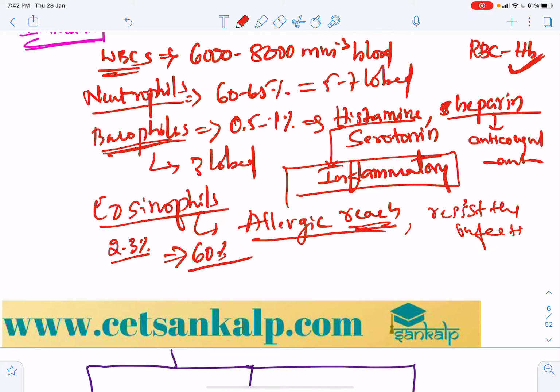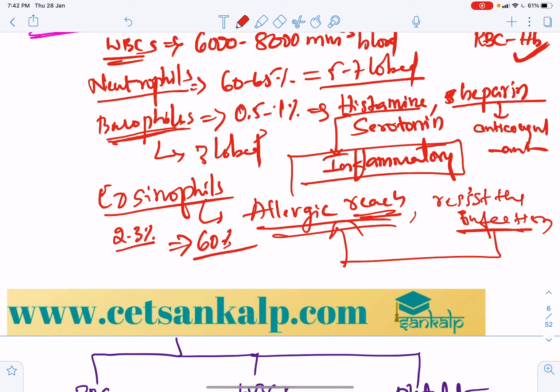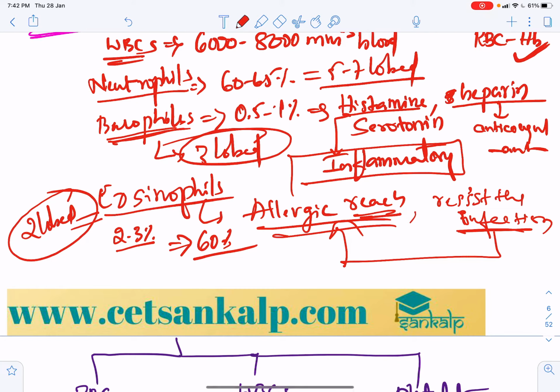When it cannot resist the infection, other cells have to help, so it will create more allergy. So these are the things you have to keep in mind. Neutrophils are 5 to 7 lobed, basophils are 3 lobed, and eosinophils have a 2 lobed nucleus. So we may expect this question.